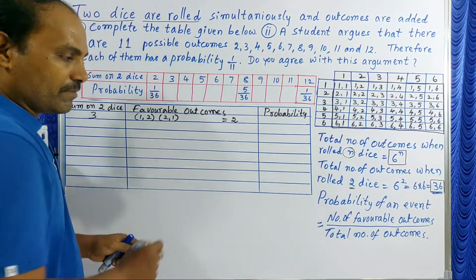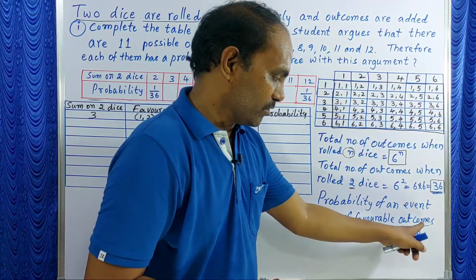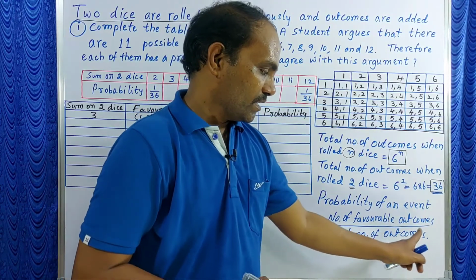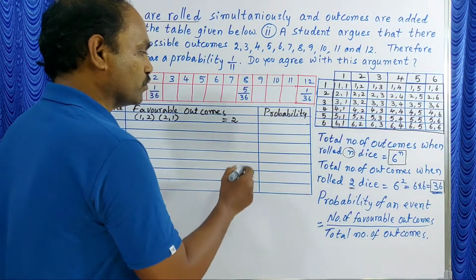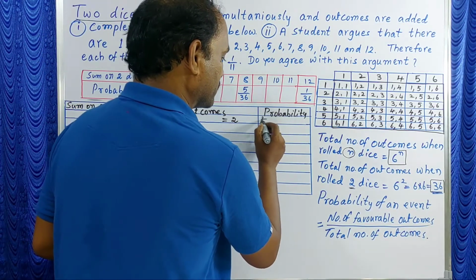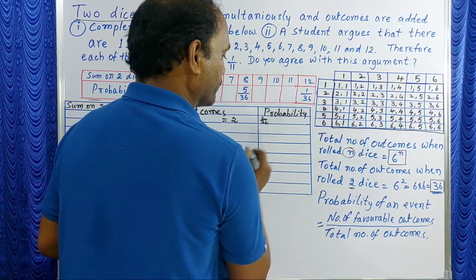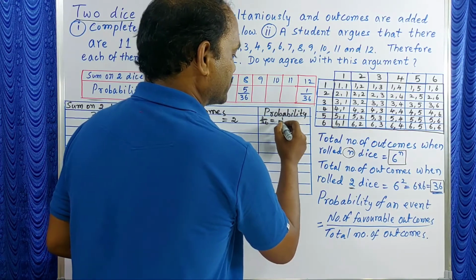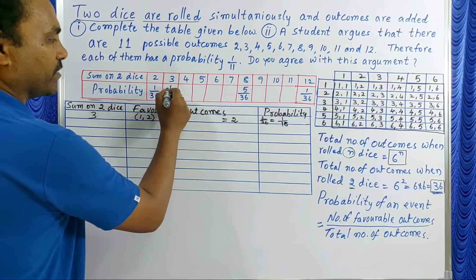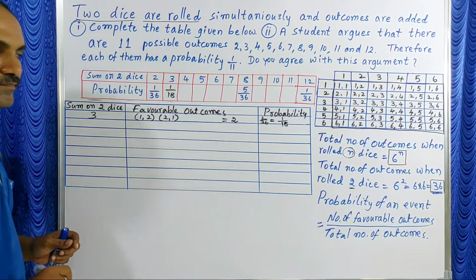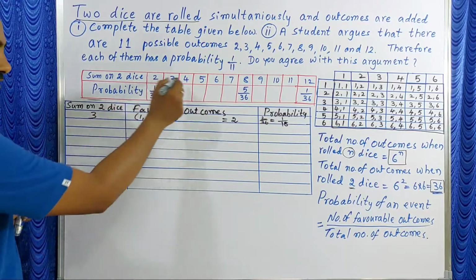So what is the probability? Number of favorable outcomes by total number of outcomes. So here 2 by 36. 2 by 36 means 1 by 18. So you should write here 1 by 18. Let us check the next one, 4.